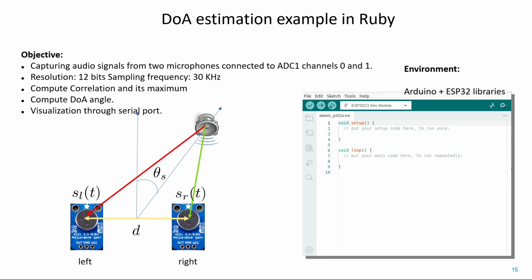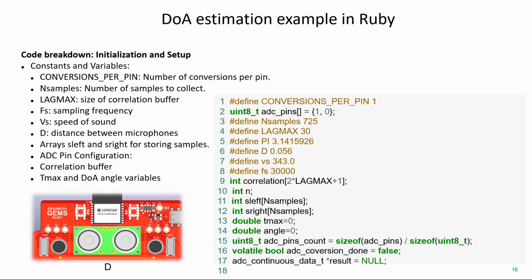As in the other tutorial, we will use the Arduino and ESP32 libraries. Let's break down the Arduino code for this example, starting with the initialization and setup of variables. We set conversions per pin to 1, and the ADC pins correspond to channels 1 and 0, as in the other example. Also, we use n samples equals to 725.